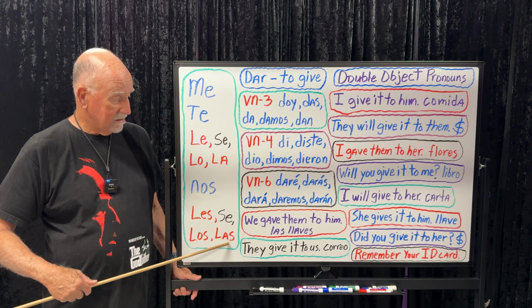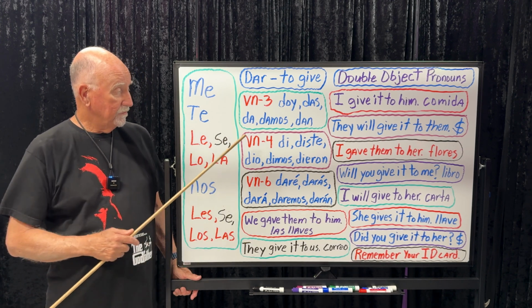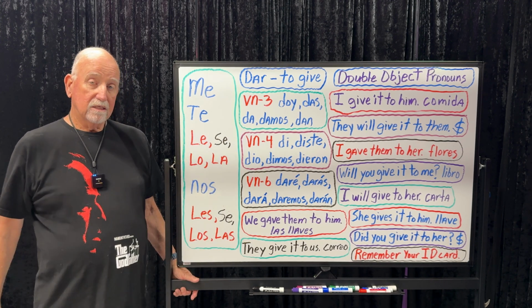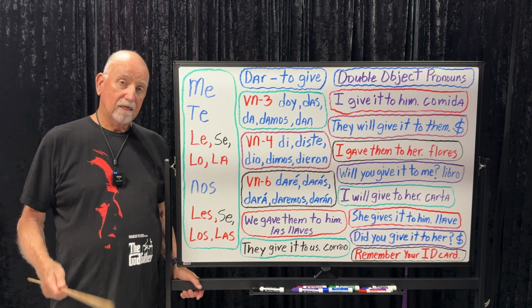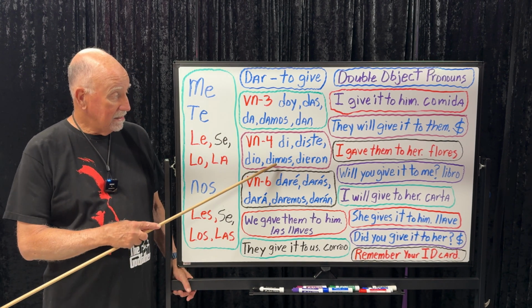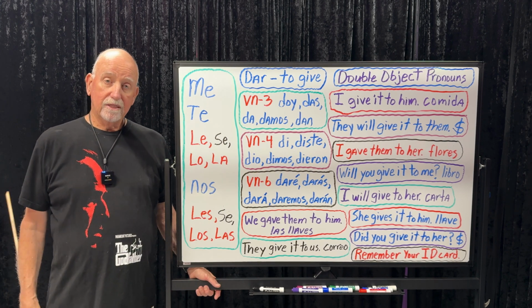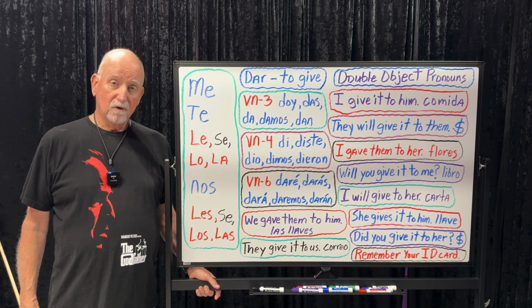So we've got las, and to him, we know, is going to be le. So the indirect object pronoun first, le, then the direct object pronoun, las, and then dimos. So you would have le, las, dimos.